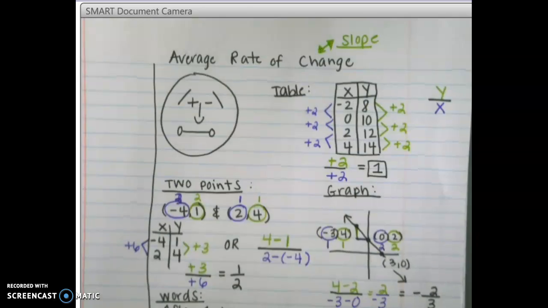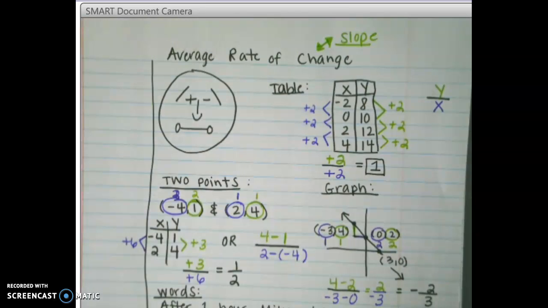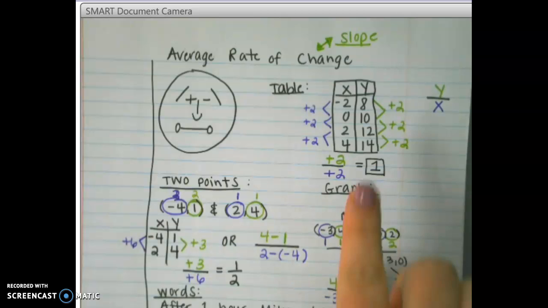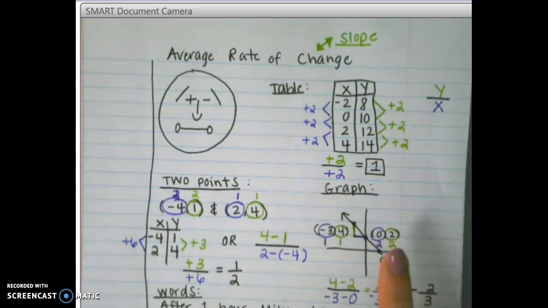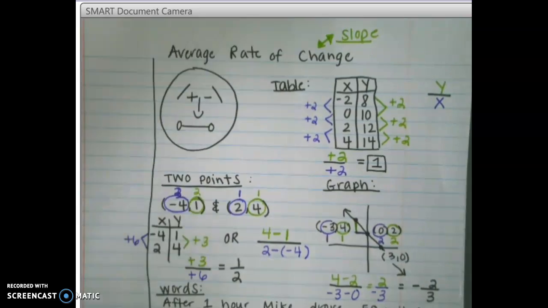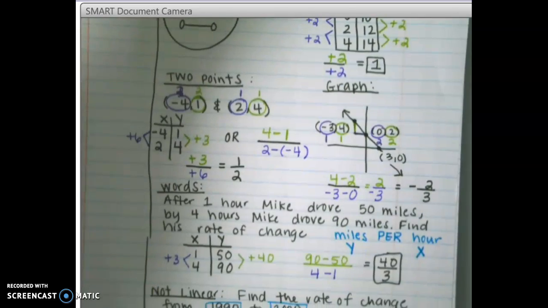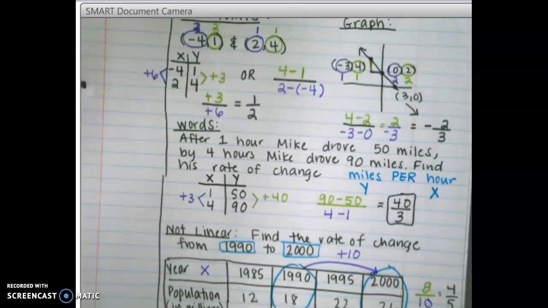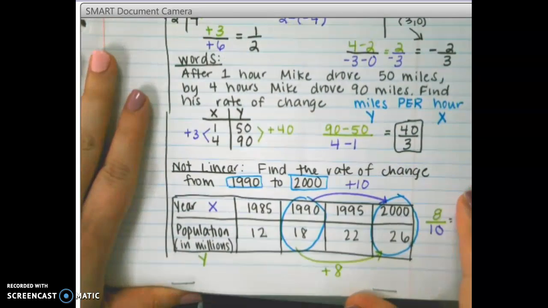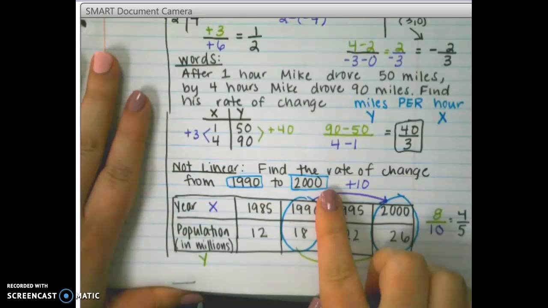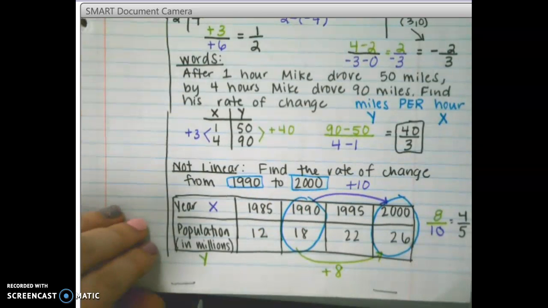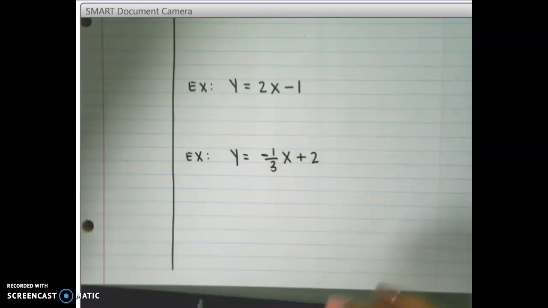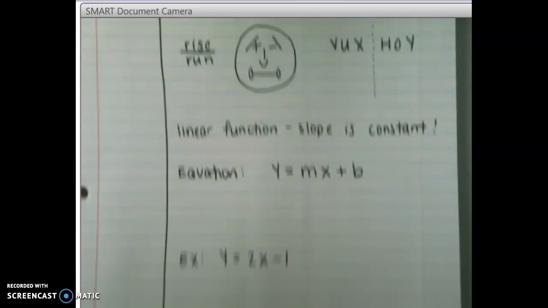Hi everybody. In a previous video we learned about average rate of change, and we learned that it means the same thing as slope. We went over how to find rate of change from a table, if I give you 2 points, if I give you a graph, if I give you a scenario, and we went over a problem that was not linear. So we had to use the two specific numbers that they gave us in order to find the rate of change correctly. So in this video, we are going to discuss linear functions only.